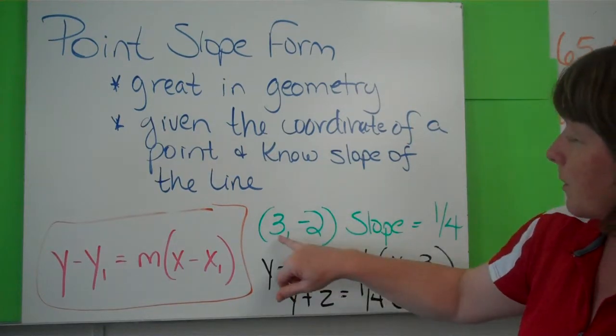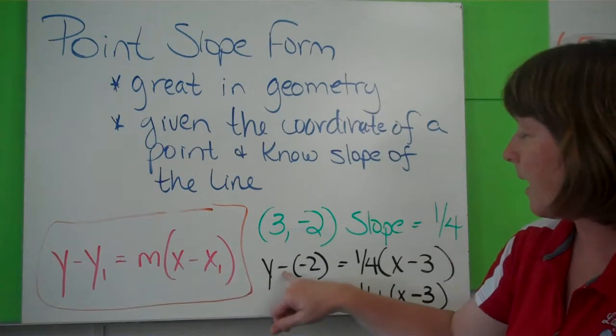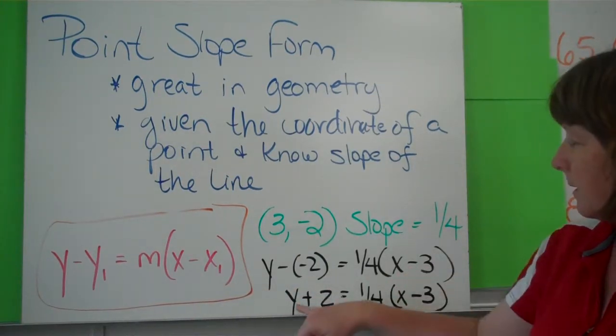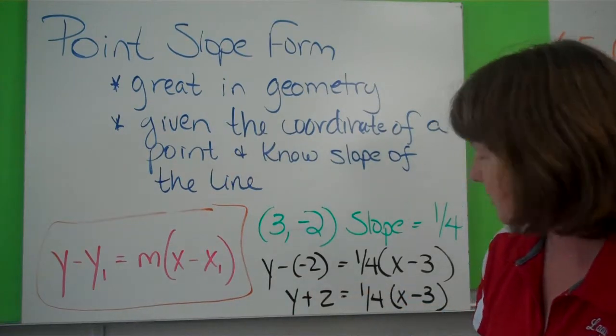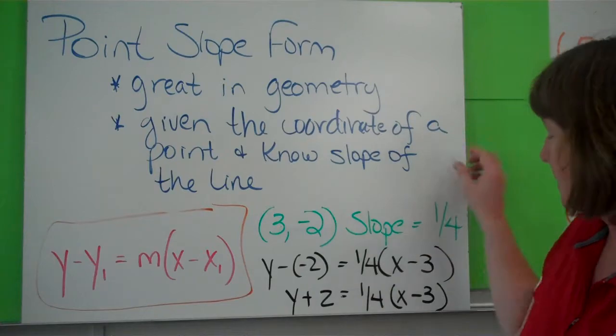Here's an example. We're given the point (3, -2) and a slope of 1/4. We say y minus a negative 2 equals 1/4 times (x minus 3). We clean it up because a negative times a negative is a positive, and it equals y plus 2 equals 1/4 times (x minus 3).